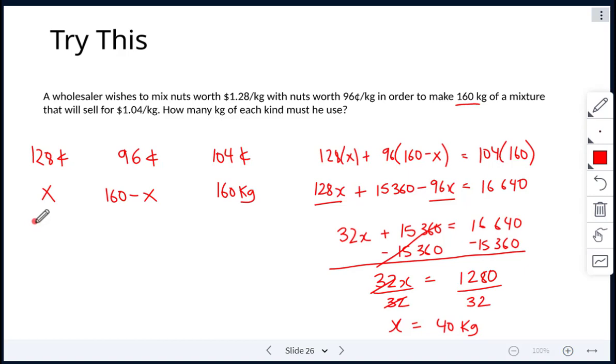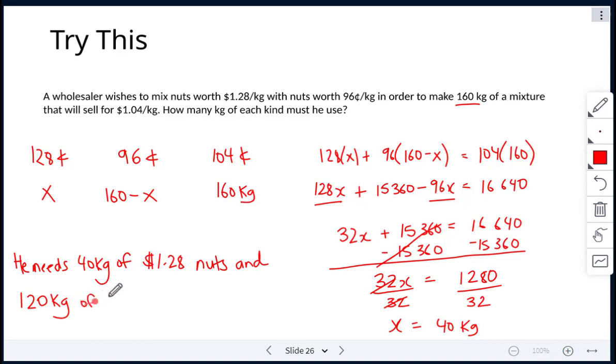All right, so going back here to our original expressions, that means we need 40 kilos of the $1.28 spice. So he needs 40 kilograms of the $1.28. Sorry, I said spice, but it would be the nuts. And then 160 minus 40, which is 120, and 120 kilograms of the 96 cents nuts.